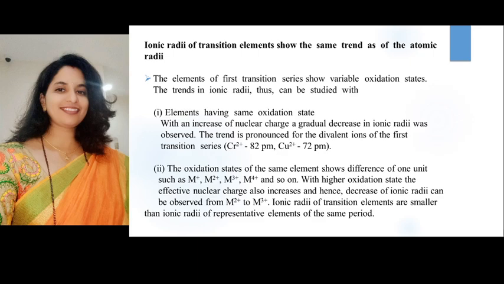If we compare the ionic radii of a given element in the various oxidation states, we observe that the ionic radii decrease with increase in oxidation state. This is due to the increase of effective nuclear charge. Ionic radii of the transition elements are smaller than those of the representative elements of the same period.